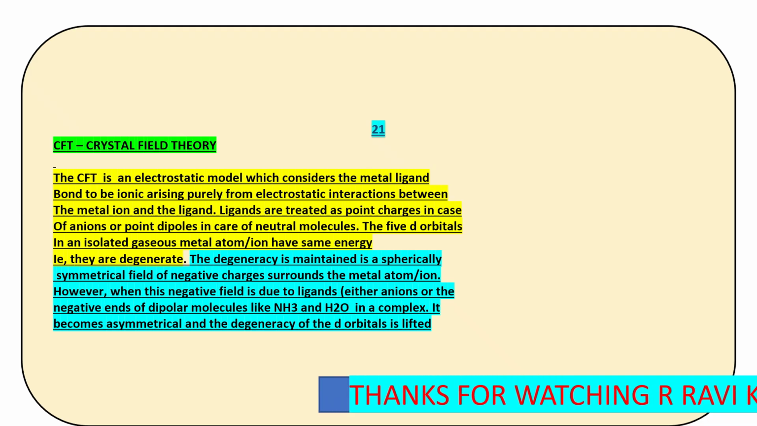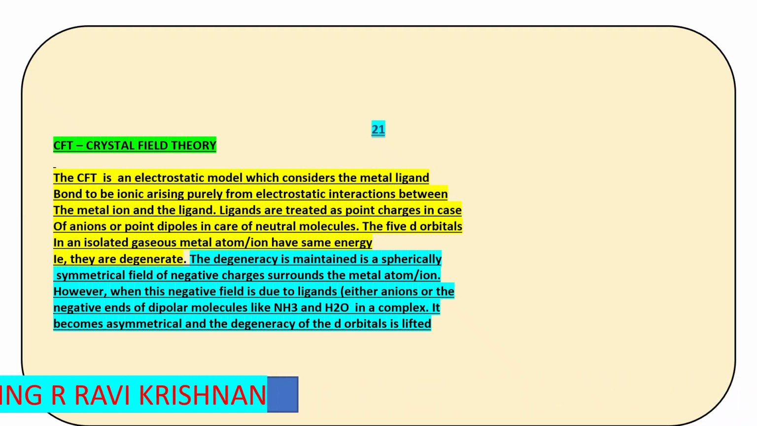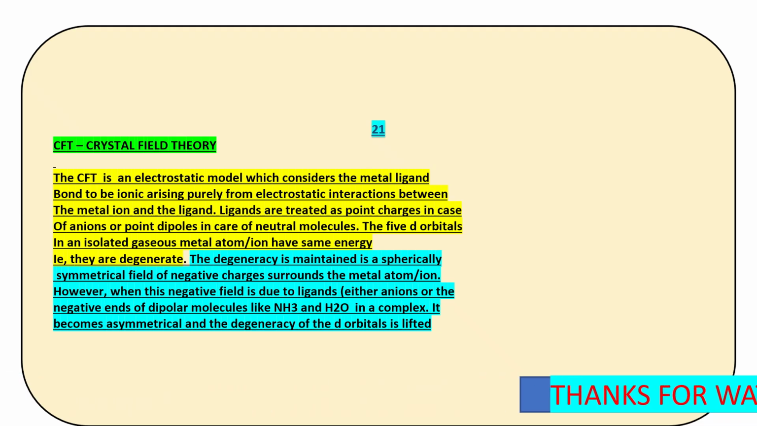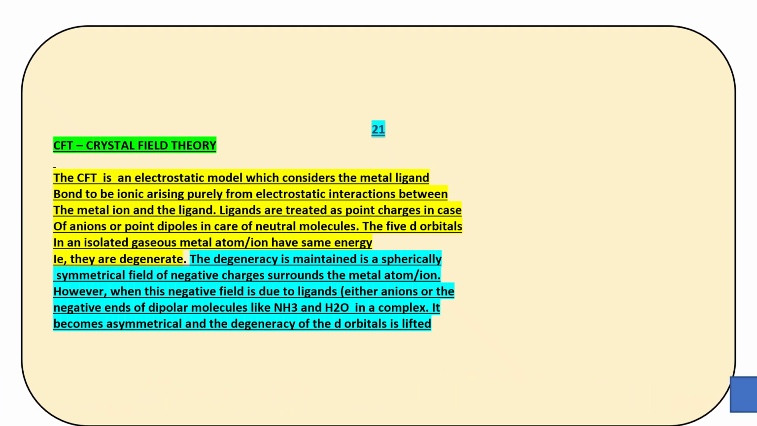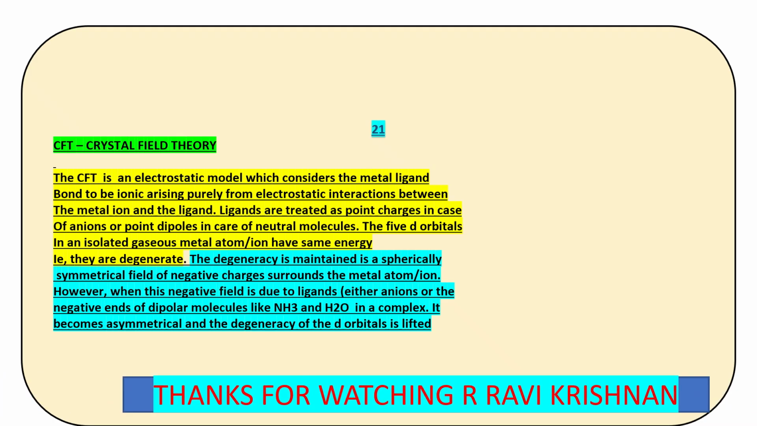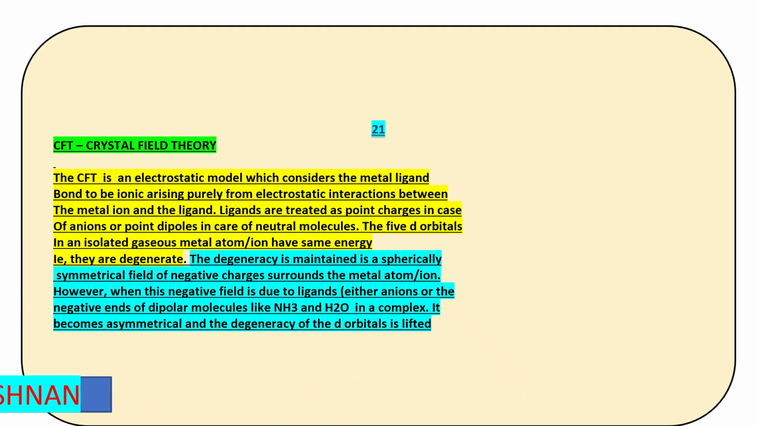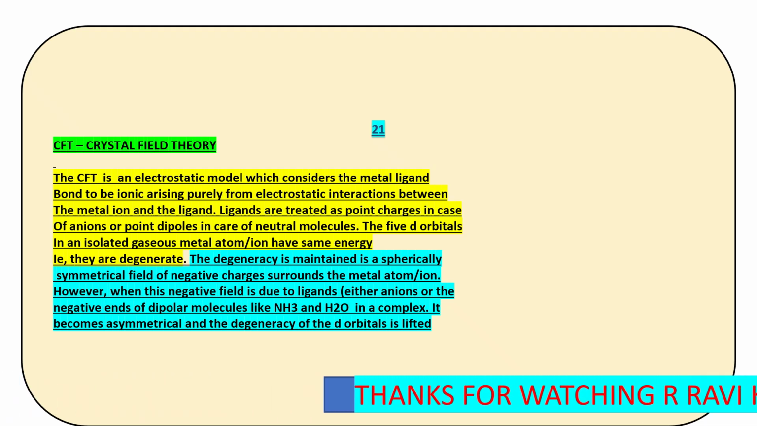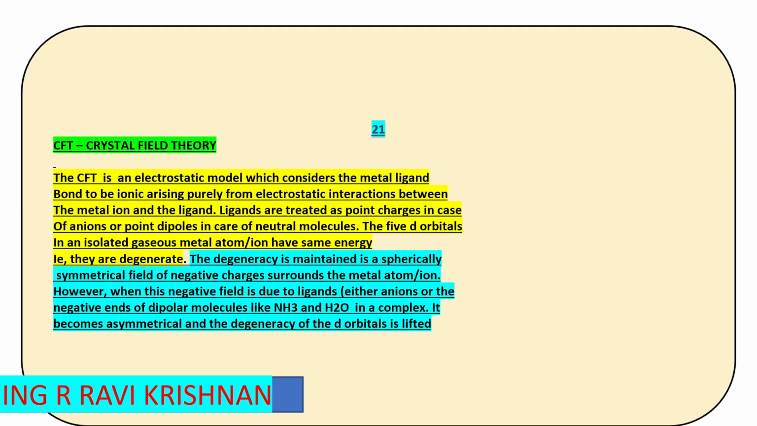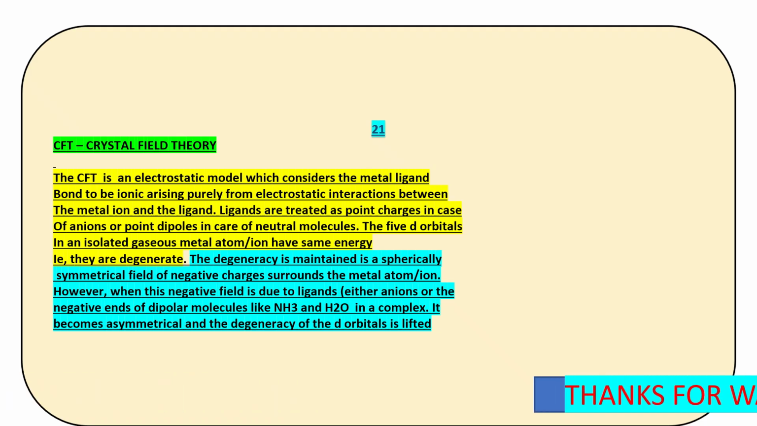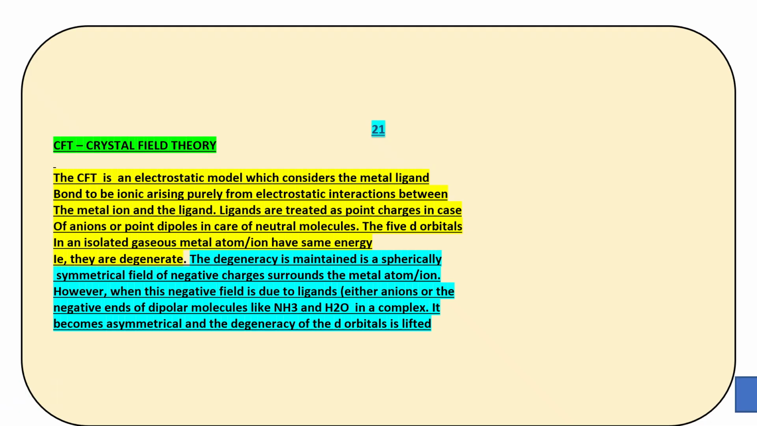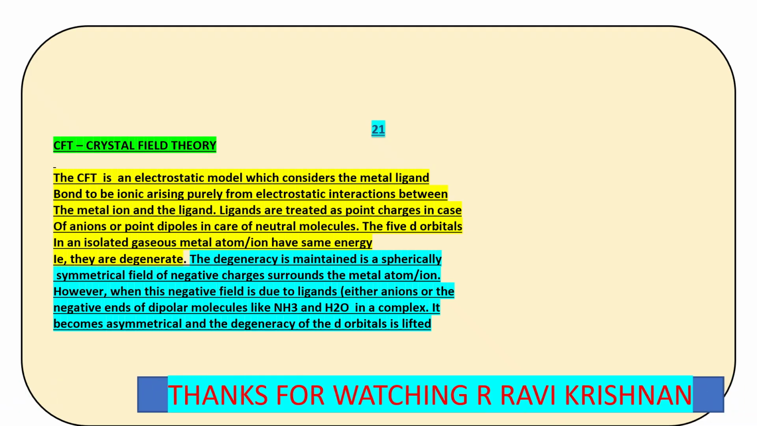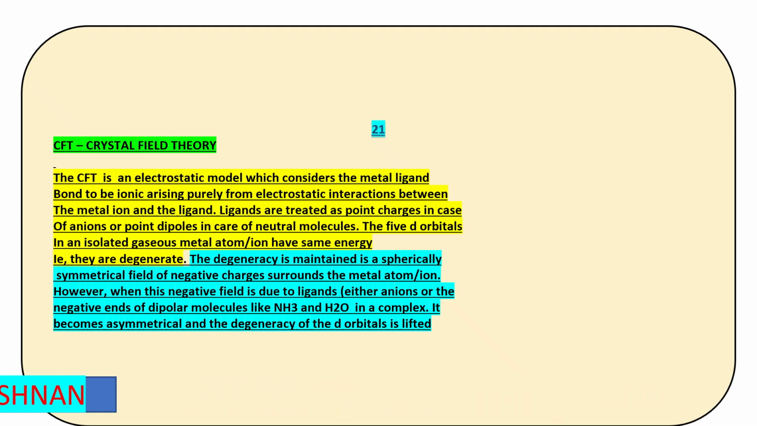The five d orbitals in an isolated gaseous metal atom or ion have the same energy. They are degenerate. The degeneracy is maintained if a spherically symmetrical field of negative charges surrounds the metal atom or ion. However, when this negative field is due to ligands, either anions or dipolar molecules like ammonia and water, in a complex, it becomes asymmetrical and the degeneracy of the d orbitals is lifted.